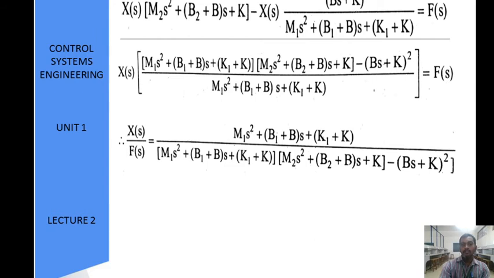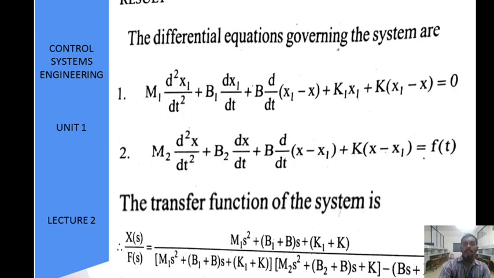Therefore X of s by F of s is equal to, as a reminder, what goes here will be the numerator and this will be your denominator. Therefore the transfer function X of s by F of s is equal to (m1 s square plus (b1 plus b) s plus k1 plus k) by ((m1 s square plus (b1 plus b) s plus k1 plus k) into (m2 s square plus (b2 plus b) s plus k) minus (b s plus k) whole square).